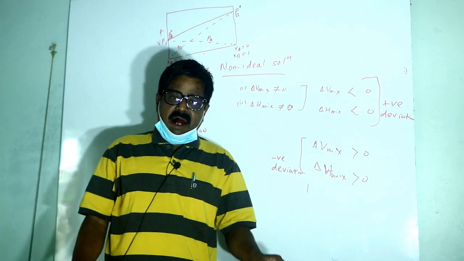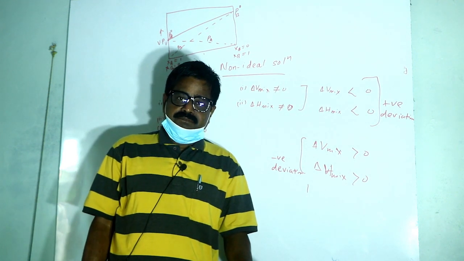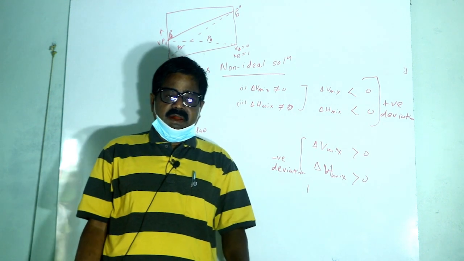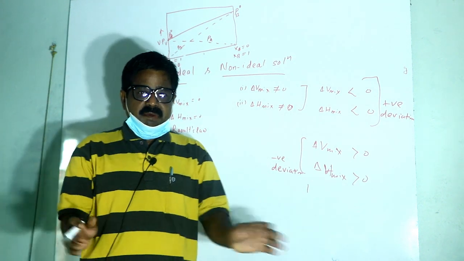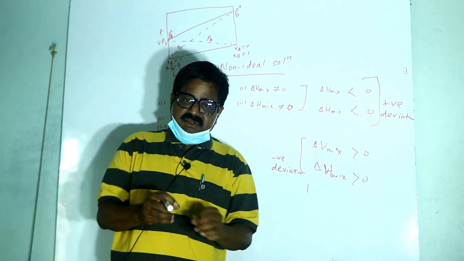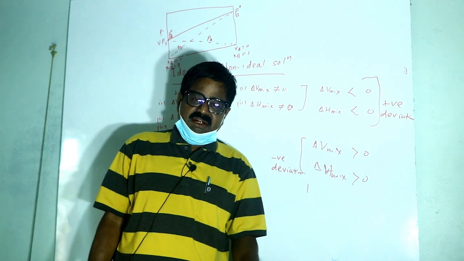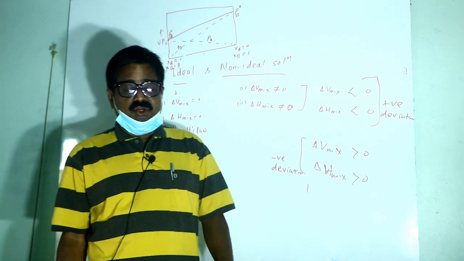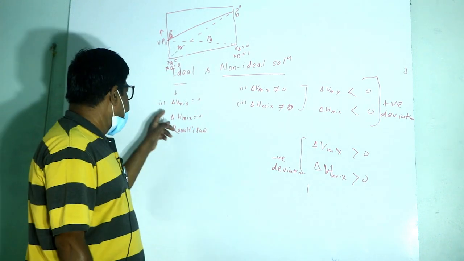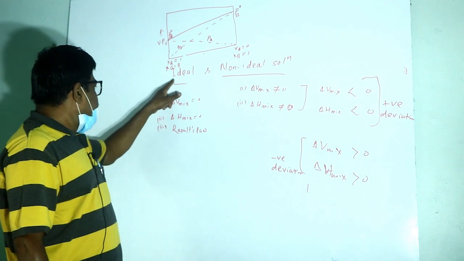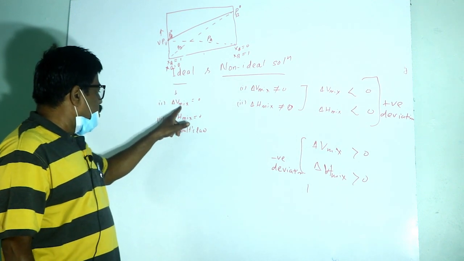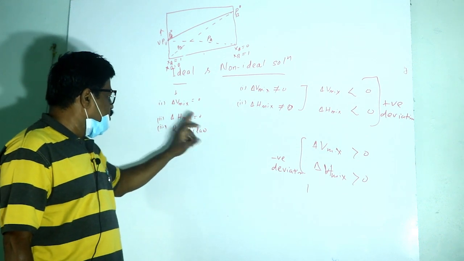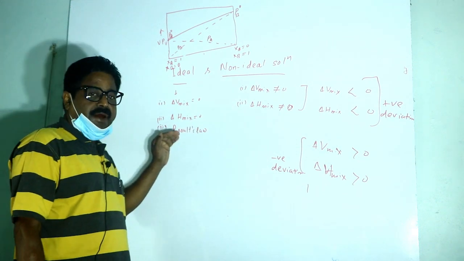The condition of an ideal solution is that when two solvents, or a solute and solvent, are mixed together, there must not be any volume change, there must not be any enthalpy change, and it must obey Raoult's law perfectly. So the conditions I have written here: the ideal solution must have del V mix equal to 0, del H mix equal to 0, and must obey Raoult's law.